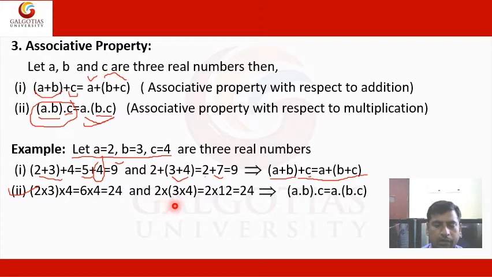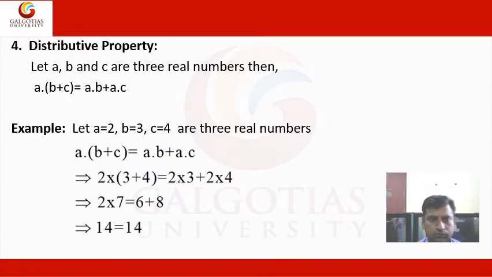Similarly, I multiply the last two elements, that is B and C, whose values are 3 and 4. This multiplication will be 12, and when I multiply this result with A, that means 2, I will get 24. So both sides have the same value. That means I can say that the associative property with respect to multiplication holds. That means (A into B) into C equals A into (B into C), and here we use brackets.